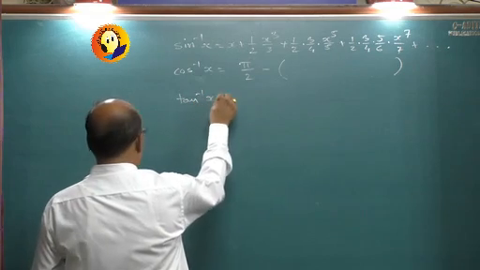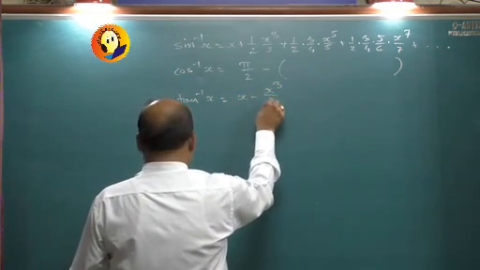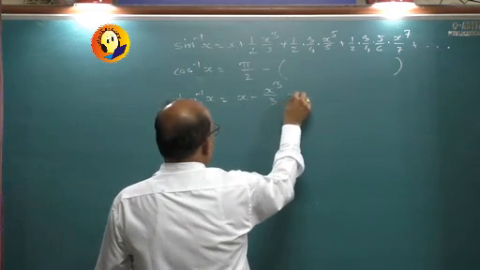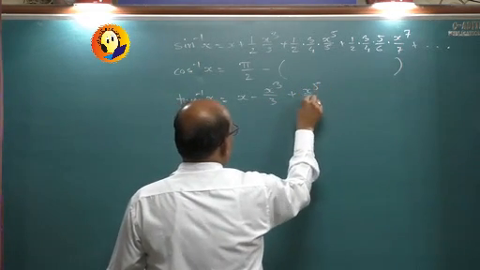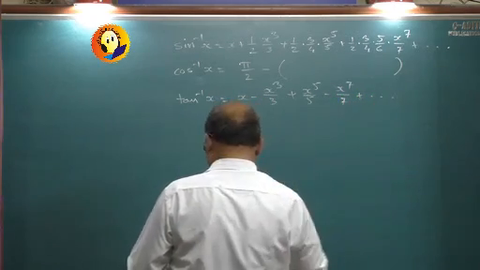Series for tan inverse x is x minus x cube by 3 plus x raised to 5 by 5 minus x raised to 7 by 7.